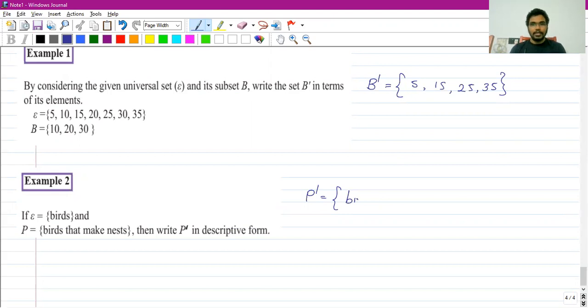So birds that do not make nests. So yes, this will be the answer for this example number 2.